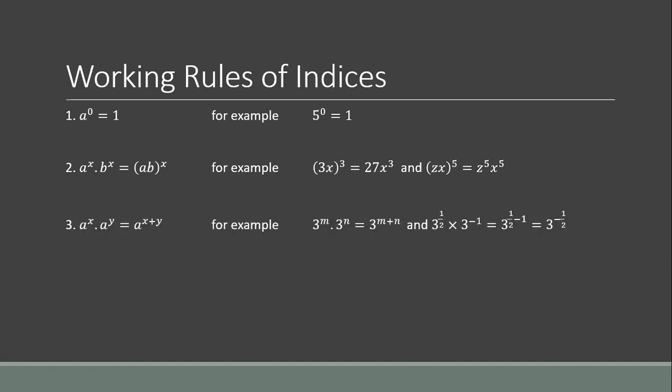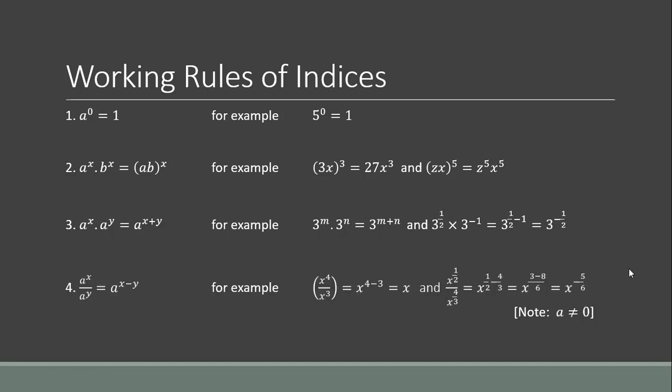For the third rule, we will learn that if the bases are the same, when they are multiplied, the powers will be added. That is, a to the power x into a to the power y equals a to the power x plus y. So 3 to the power m into 3 to the power n, you can write 3 to the power m plus n. And also 3 to the power half into 3 to the power minus 1, you will write half plus minus 1, that is half minus 1. You will have 3 to the power minus half.